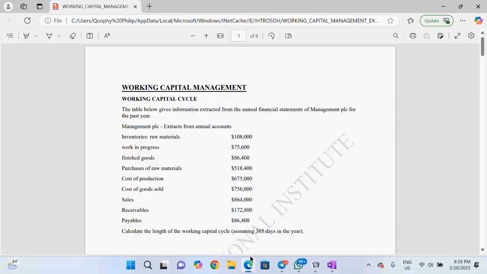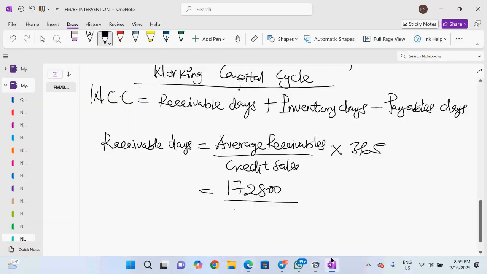Credit sales is also sales, right? They've not given us credit sales, so it's actually our sales that we are seeing here. This is a simple question. So that is 864,000. So 172,800 over 864,000 times 365. And that is giving us how much?